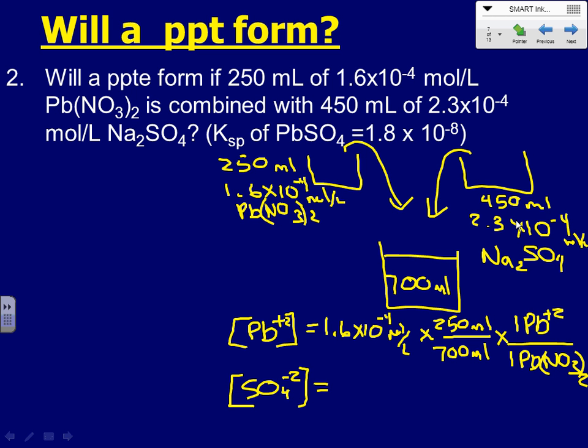I'm totally out of room here. It's going to be the same for the sulfate, 2.3 times 10 to the negative 4 moles per liter. I'm running out of room, so I'm not going to write it down. What's my dilution factor going to look like for this one? Christian?